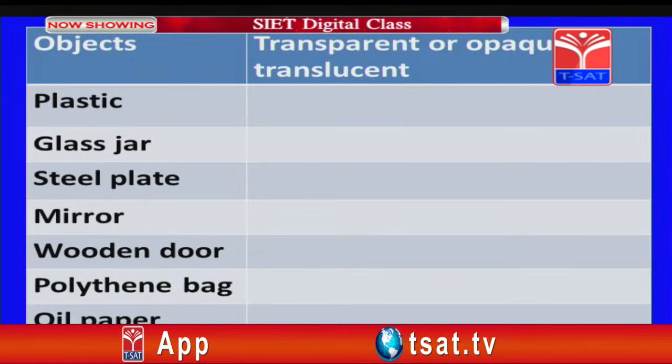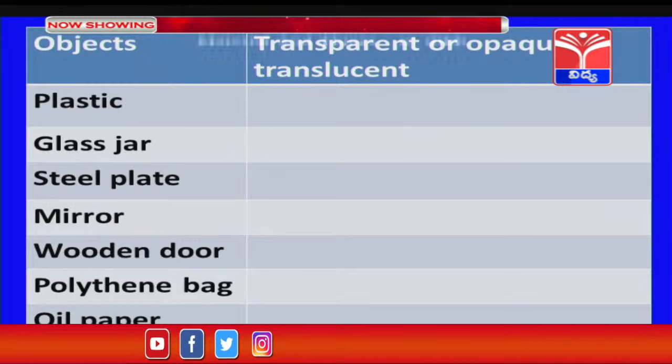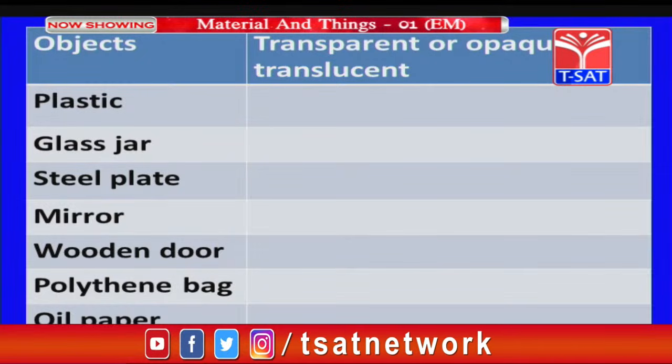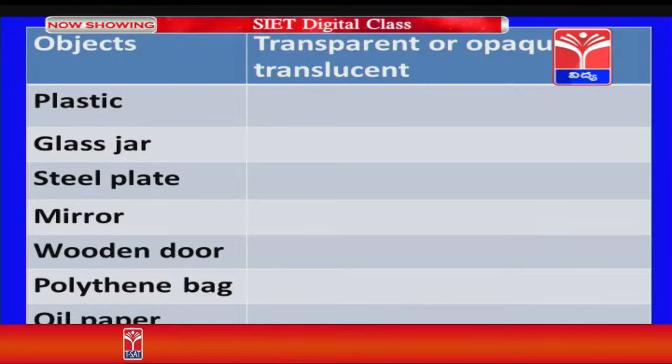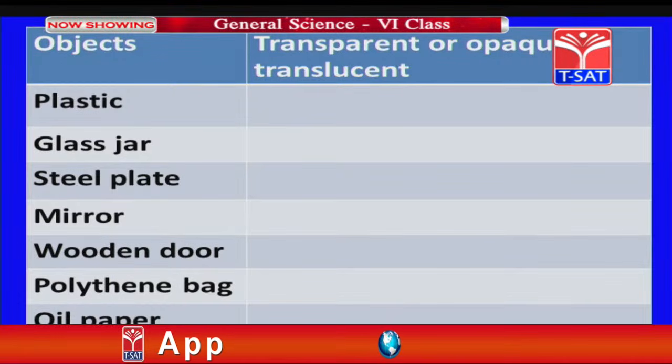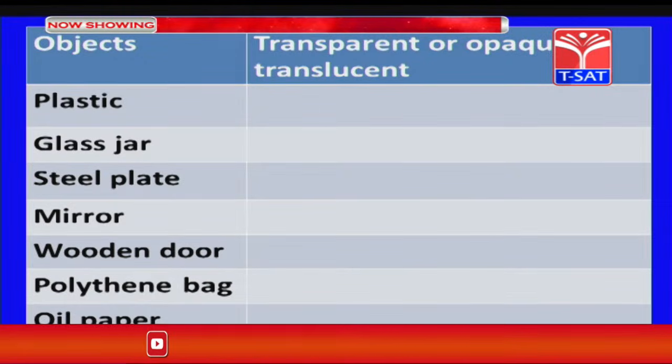Polythene bag, children, generally polythene bags are thin and can allow light to pass through, but we cannot say what is exactly in the bag. So, it is a translucent material. Oil paper, children, yes, oil paper is a translucent material.